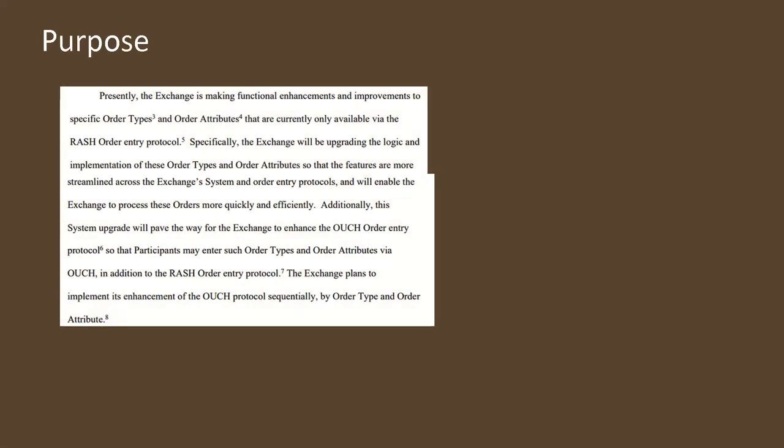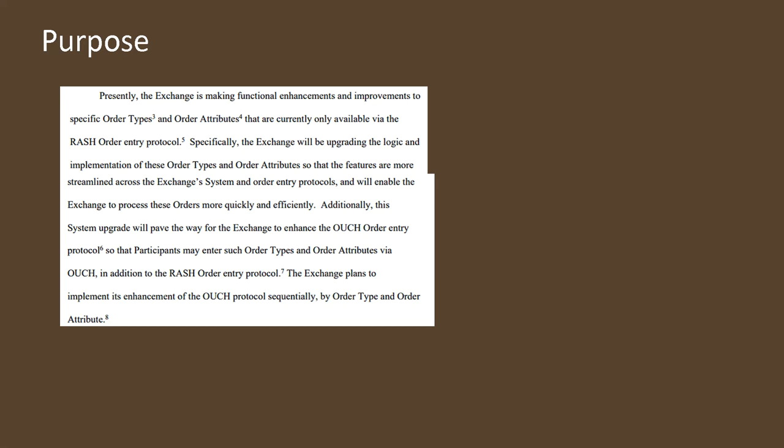Now, the purpose of this, presently the exchange is making functional enhancements and improvements to specific order types and order attributes that are currently only available via the Rash Order Entry Protocol. Specifically, the exchange will be upgrading the logic and implementation of these order types and order attributes so that these features are more streamlined across the exchange's system and order entry protocols, and will enable the exchange to process these orders more quickly and efficiently.